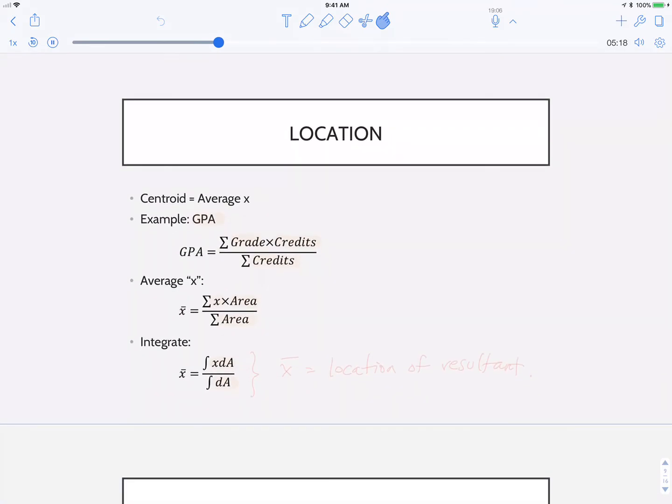The centroid is the average x, and you know how to get averages. For example, you know how to calculate your grade point average. You take your grade times how many credits each class is and divide by the total credits. Well, think of grade as your x location and credits as your area. To get the average x location, you take your x of an area times its area, then add those all up and divide by the total area. Except we're not adding, well, we are adding because that's all integrating is. We're going to integrate. So we're going to do x times the area, or x dA, all over the total area, or integral dA. And this little integral here will give us x bar, which is the location of the resultant.